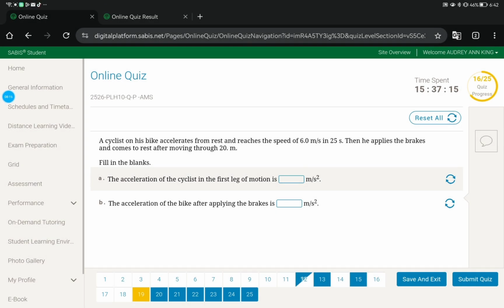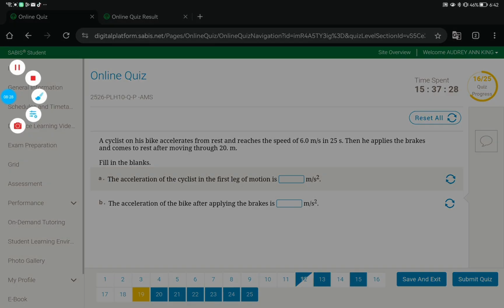A cyclist on his bike accelerates from rest and reaches the speed of 6 meters per second in 25 seconds. He then applies the brake and comes to rest after moving through 20 meters. So let's see what they give us.